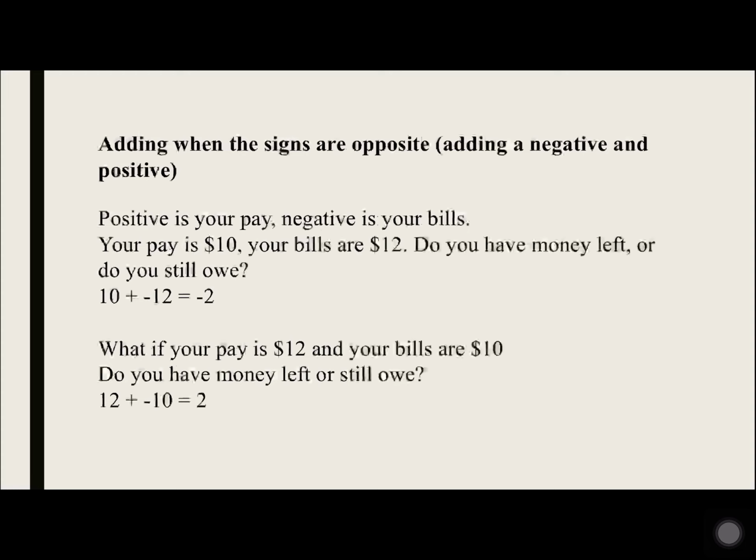If your bills are more, you're still going to owe. So 10 plus negative 12 equals negative 2. If you only have 10 and you got to pay 12, you're short $2.